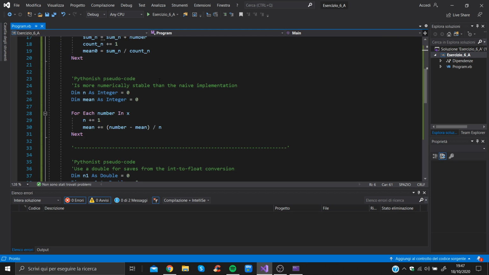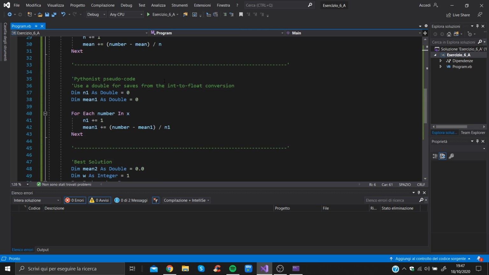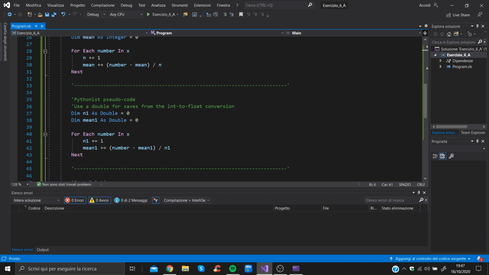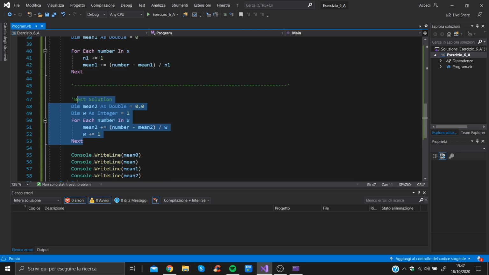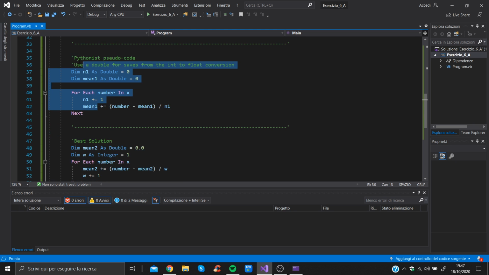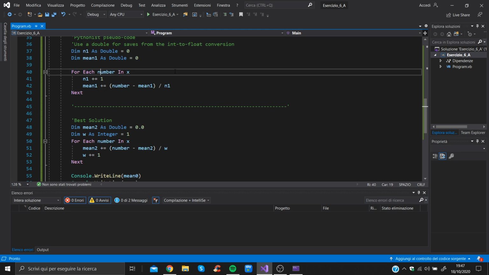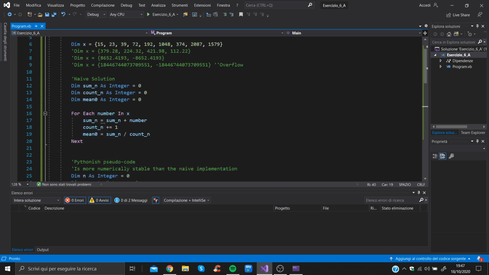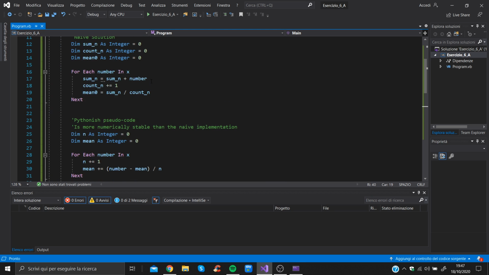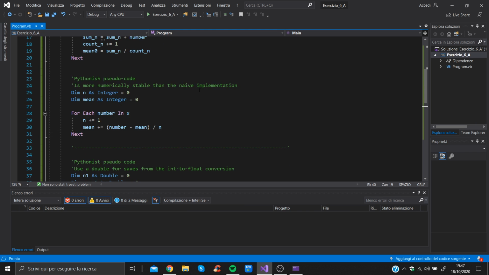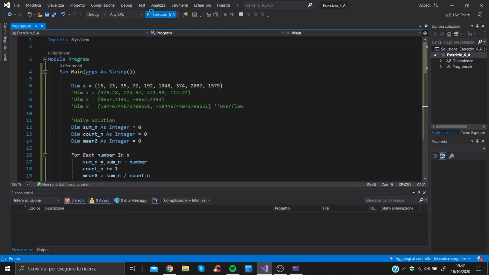A set of numbers, that is this one. We have different types of solution for the arithmetic mean. We have the Pythonist, but with the double fix, and we have our best solution, which is really similar to the Pythonist, as we can see. So let's see what is the output of these four possible solutions of the mean.